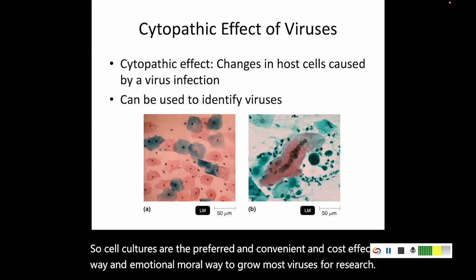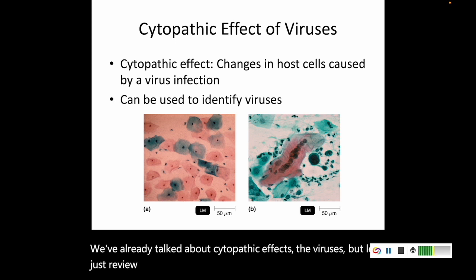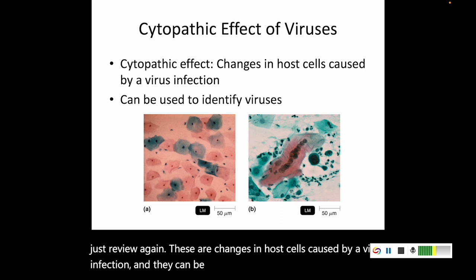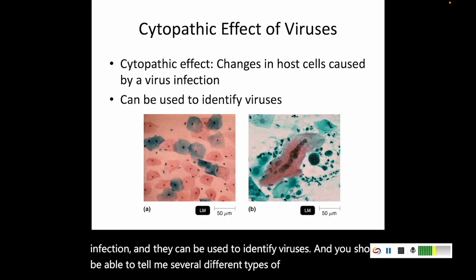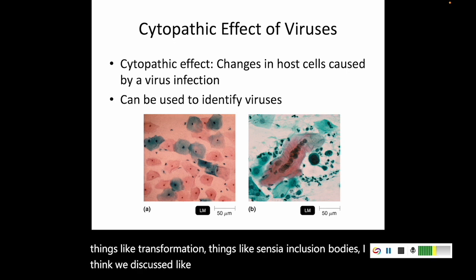We've already talked about cytopathic effects of viruses, but let's just review again. These are changes in host cells caused by a virus infection, and they can be used to identify viruses. You should be able to tell me several different types of cytopathic effects, things like transformation, things like syncytia, inclusion bodies. I think we discussed like 8 or 9 different cytopathic effects in chapter 15.